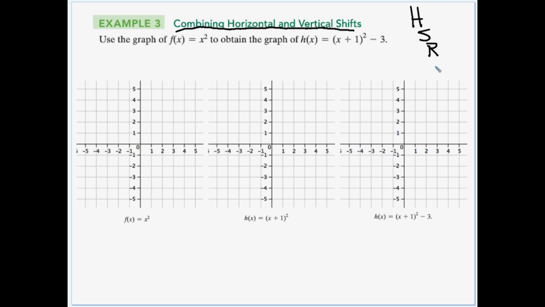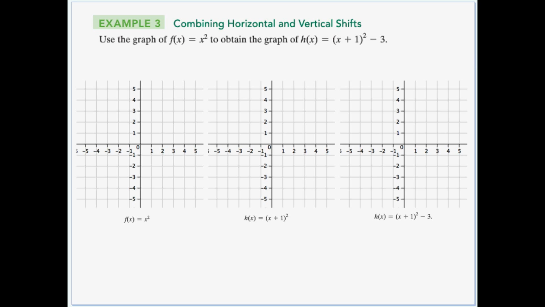H, S, R, that's an RV. High school RV. The first transformation you always do would be any horizontal, left or right shifts. The very last thing you'll do will be the vertical up and down shifts. Again, if that's all we're doing, if there are no stretches, shrinks, or reflections, we'll get the answer no matter what order we do these in. But we should follow the pattern. We're going to start that right now. Horizontal first, vertical will be last.